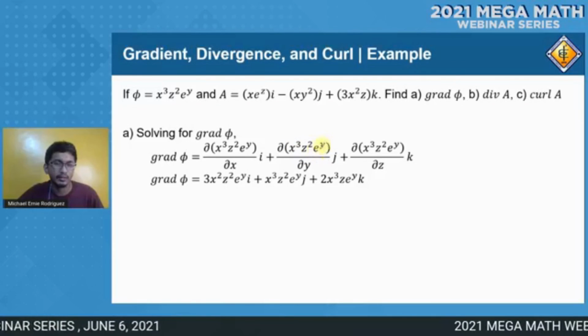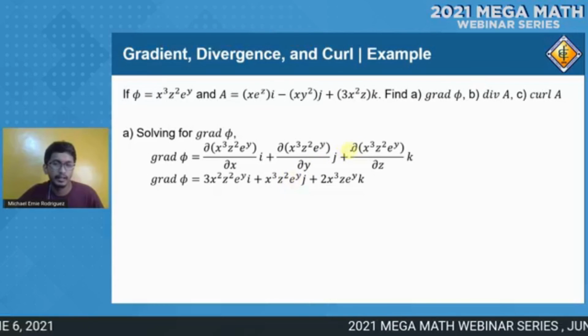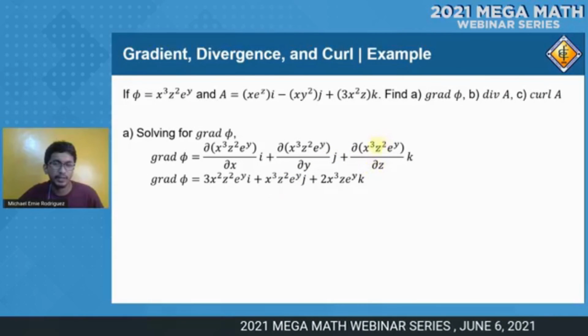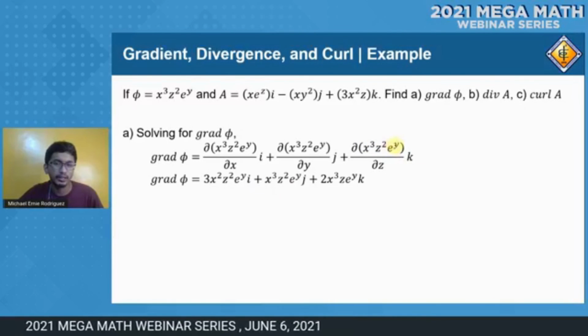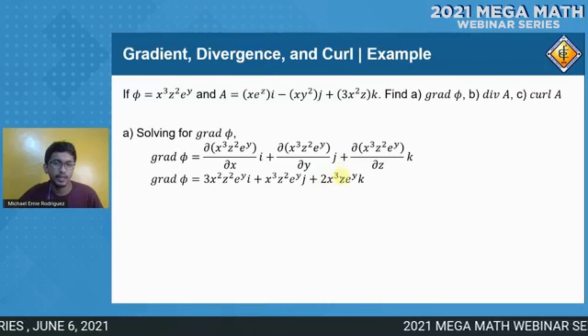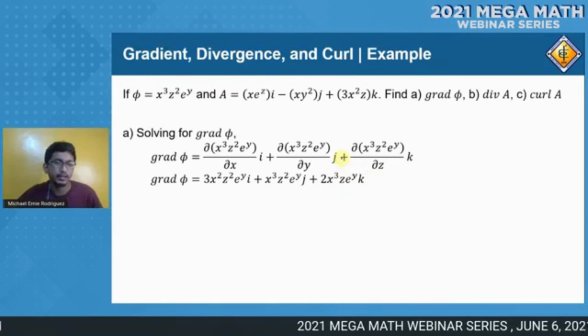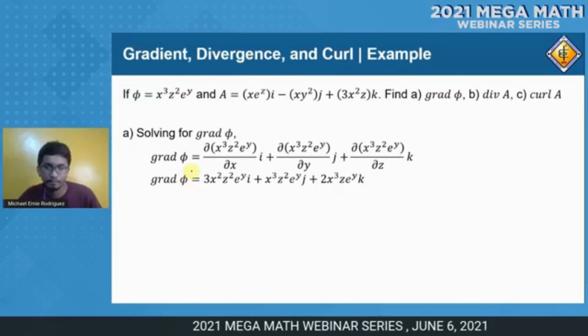Derivative ng e raised to y, so same. And then, pag z naman, ito namang x cubed and e raised to y yung ating constant. So we have 2z, or that is 2x cubed z e raised to y times k. So that is how you get the gradient.